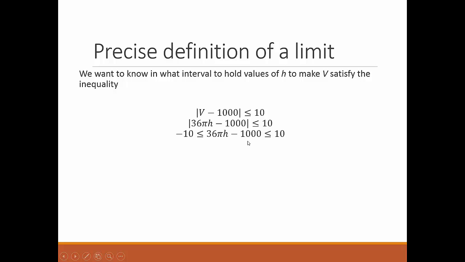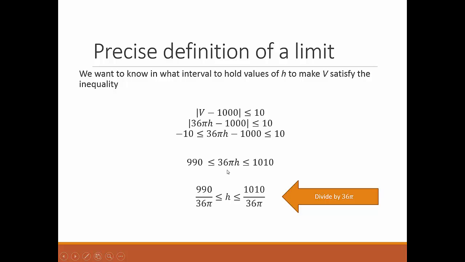Now what I'm trying to do is isolate h, because that's what I'm trying to figure out. h needs to stay between what values? So I could add 1,000 to all three pieces, because that cancels out the 1,000 in the middle. And next I can divide all three pieces by 36 pi, because again I want to isolate h, which is what I did.